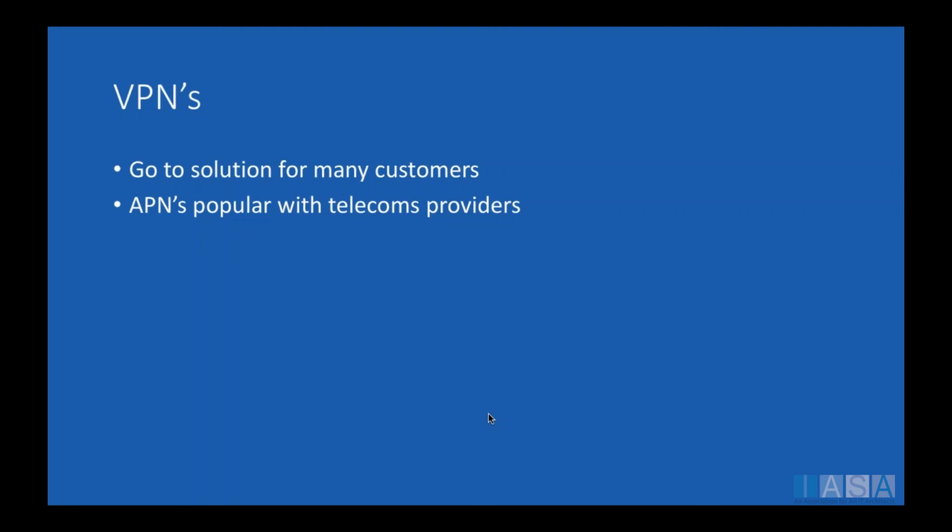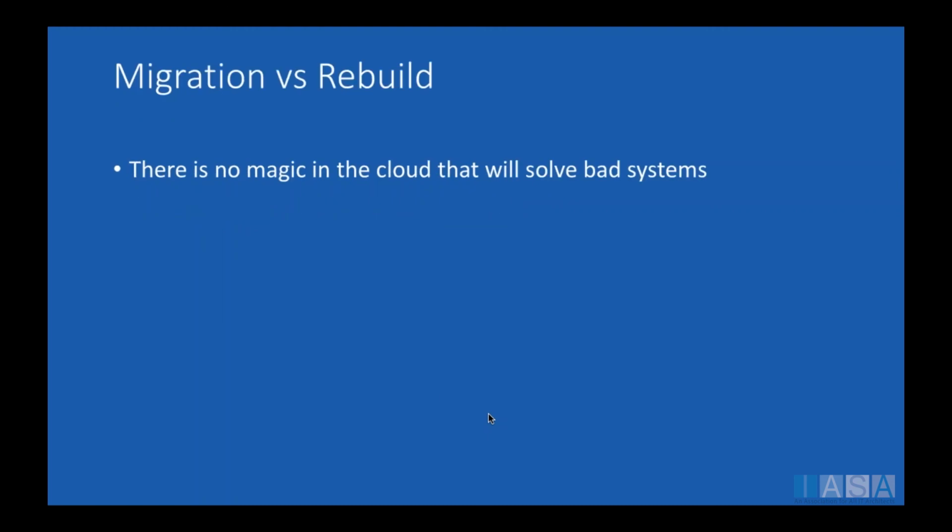VPNs are something that we've seen used in a lot of IoT solutions. This comes from old school data center thinking. Telecoms providers like to sell you APNs, which is kind of like a mobile private network. These things aren't entirely necessary, and before you go that way, make sure that there is a real business requirement driving that, because the ideas around service-assisted communication mean that you generally don't actually need this kind of solution.